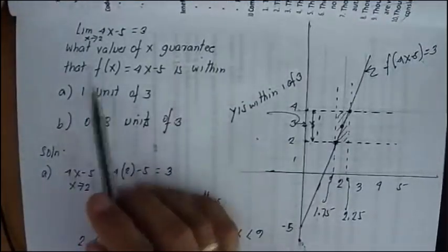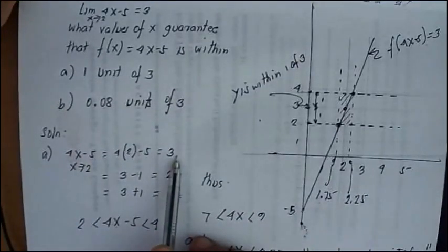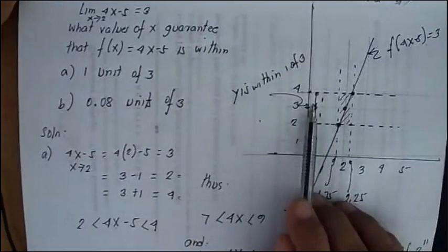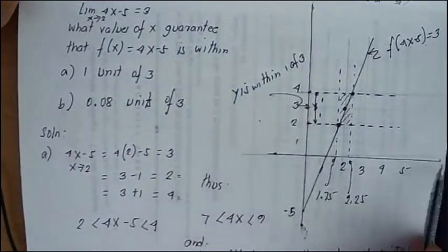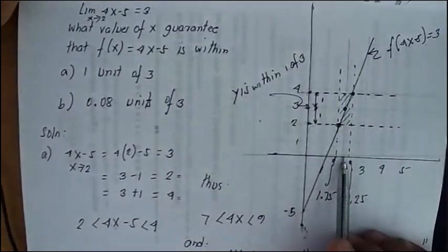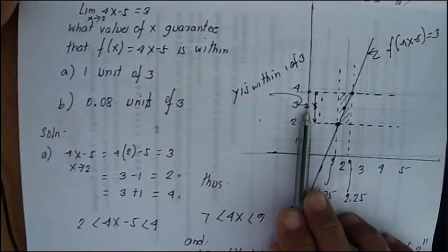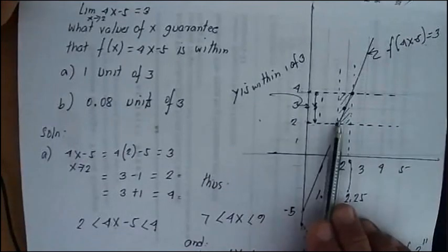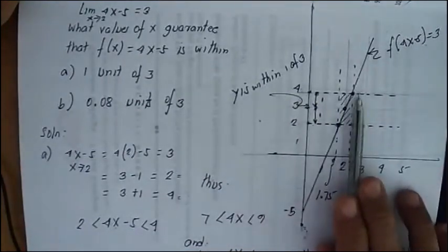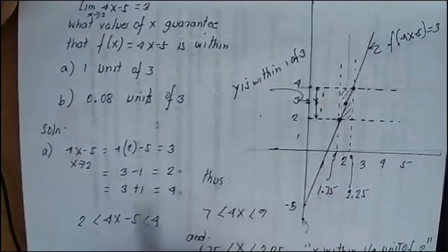So, ito na po siya. For the solution of 4x minus 5, alam natin the answer is 3. Since we're looking for 1 unit of 3, we have 3 minus 1, which is 2, and 3 plus 1, which is 4. If we plot that in your x and y axis, as x approaches 2, our answer is 3. Ang hinahanap natin, pag 1 unit of 3, sa 2, ano yung magiging x natin? Pag sa 4, ano yung magiging value ng x natin? Okay? So this is our solution.